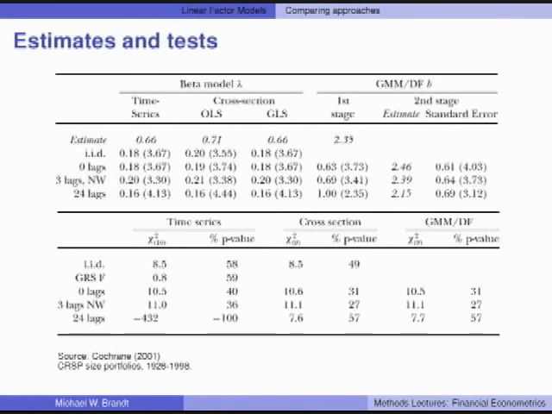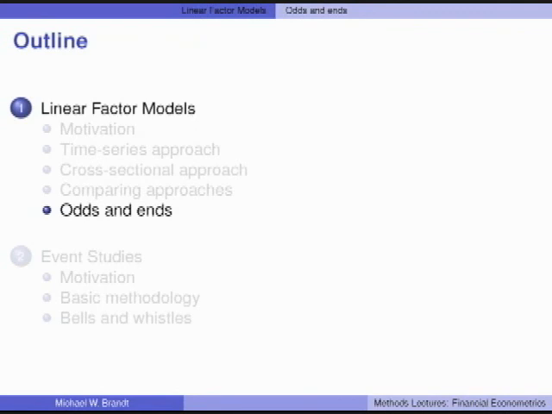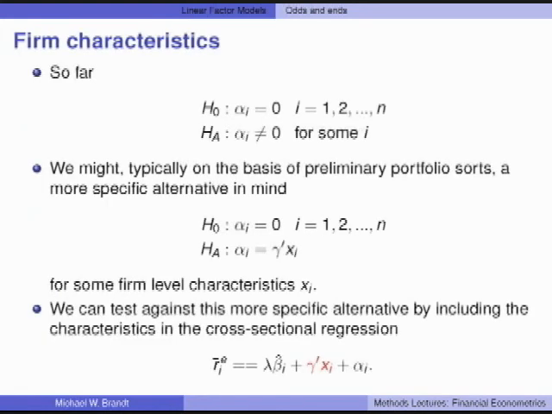So I got a couple of odds and ends on factor models that I thought we should spend just a little time on. So far, we had a kind of a generic alternative hypothesis in mind. Our null was our intercepts are jointly 0. The alphas are jointly 0 either in the time series context or in the cross-sectional context. And the alternative is, the model doesn't hold. And so that's what we've tested.